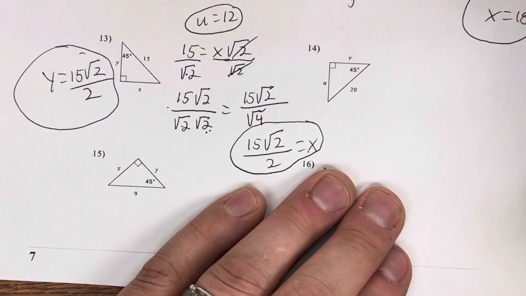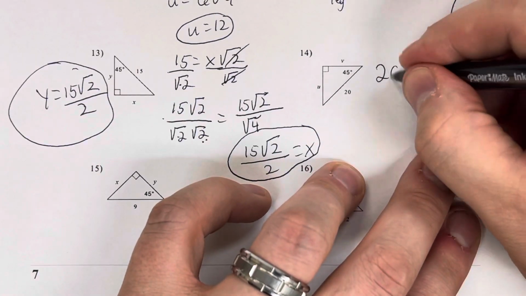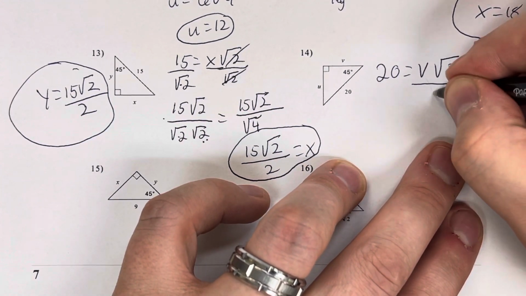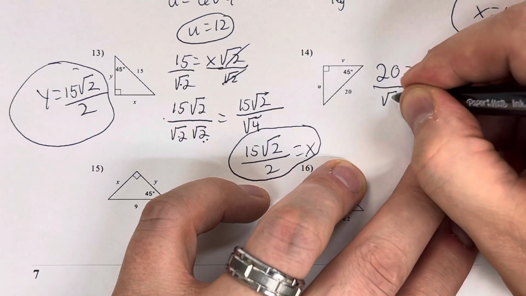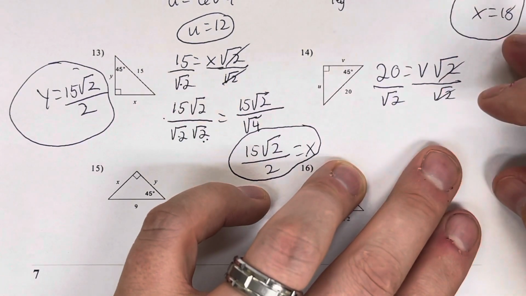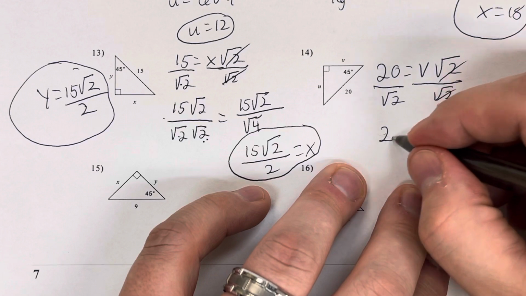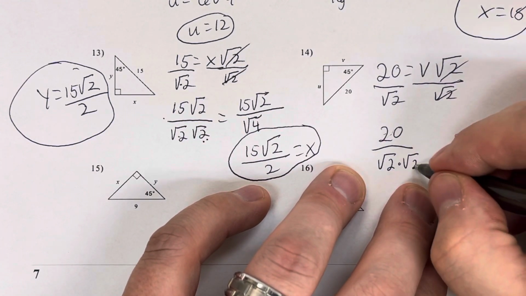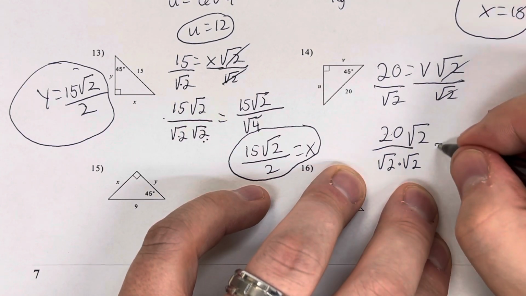Same process here for number 14. We're going to have to rationalize the denominator. Hypotenuse 20 equals the leg v times the square root of 2. Divide both sides by the square root of 2. Can't leave a radical in the basement. So I multiply by whatever it is that's down there. We have to take the square root of 2 times itself, which is the square root of 2. Do it to the bottom, also have to do it to the top.